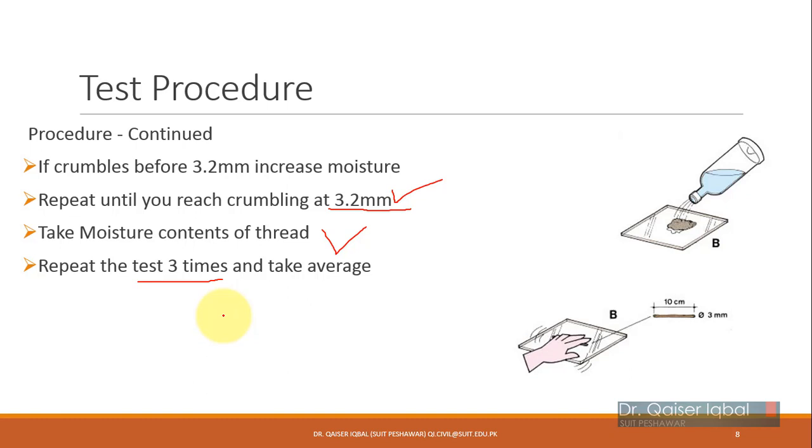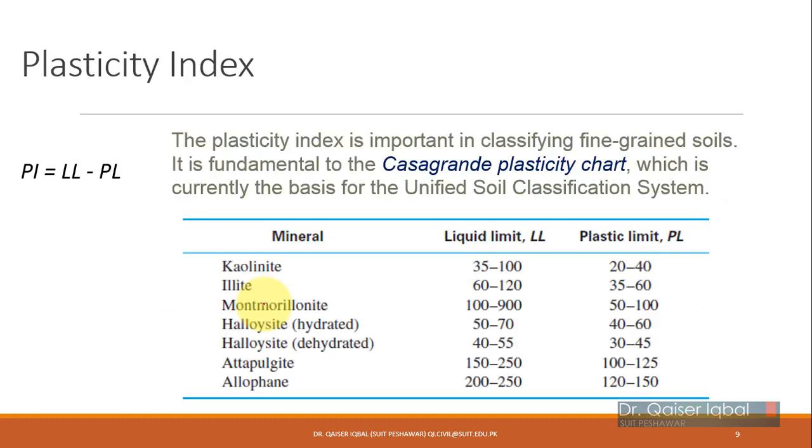From 3 tests you will get values close to each other. Maybe from one test you will get 15%, from another 16%, and from another you may get 13 or 14%. So you will just add them together and divide by 3, so that will be the moisture content, the plastic limit for the particular soil.